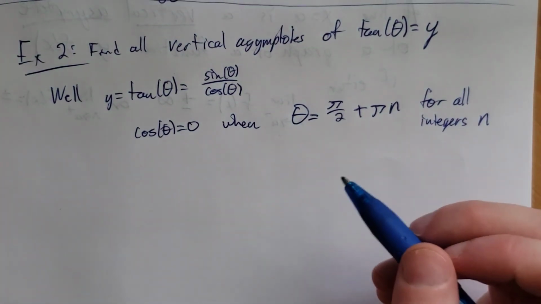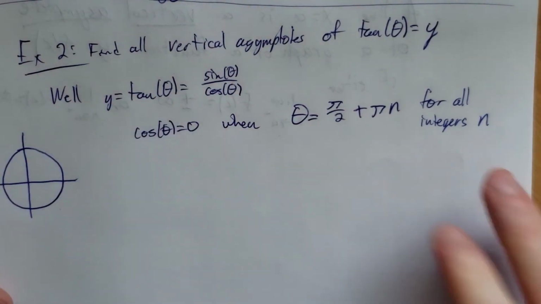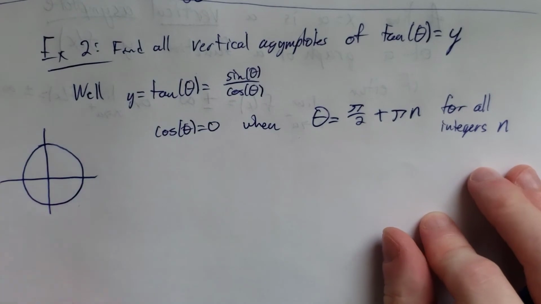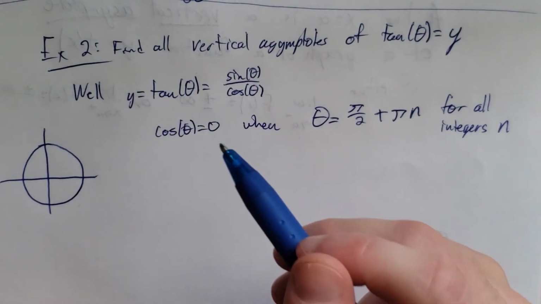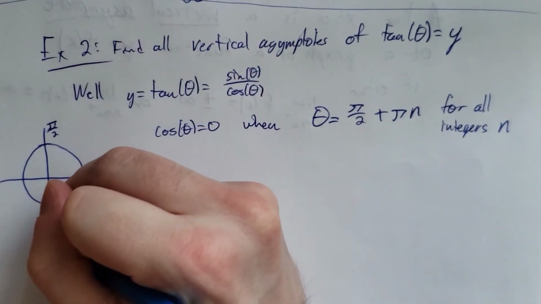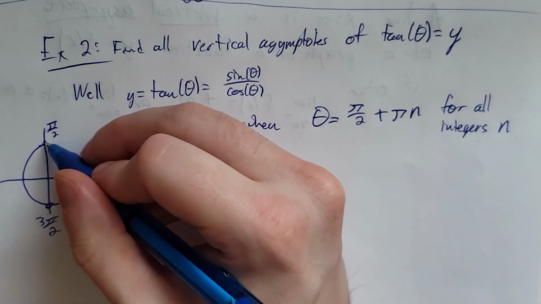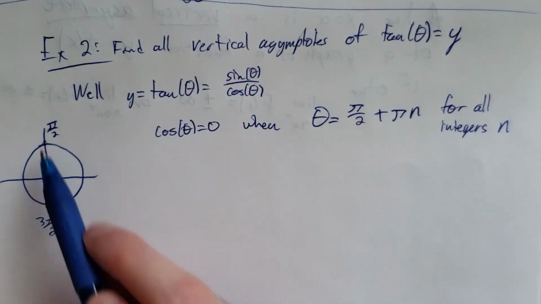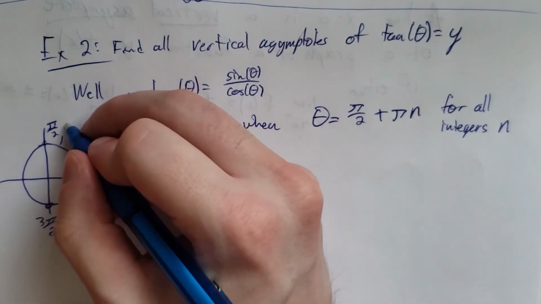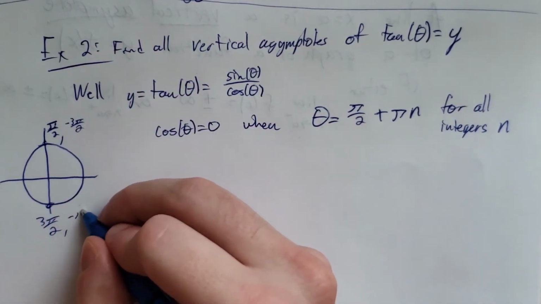Right? If we look at our unit circle here, cosine is 0 when we have pi over 2, 3 pi over 2, and any of these points. So any multiple of 2 pi of these 2 points, including negative multiples. So this would be -3 pi over 2 or -pi over 2.